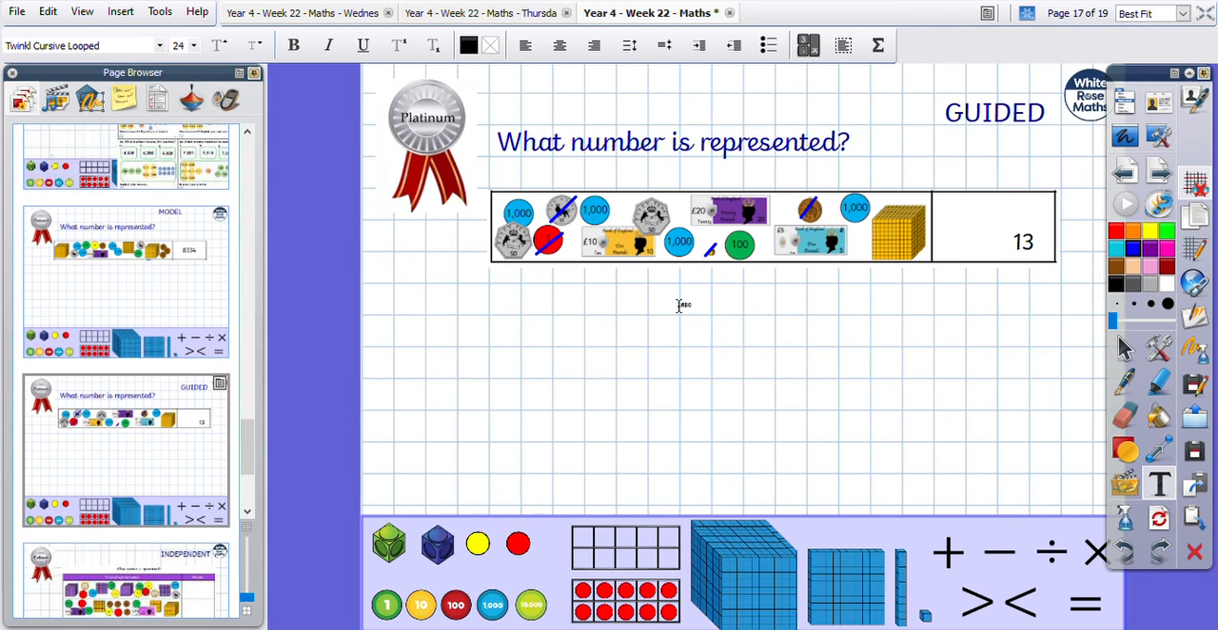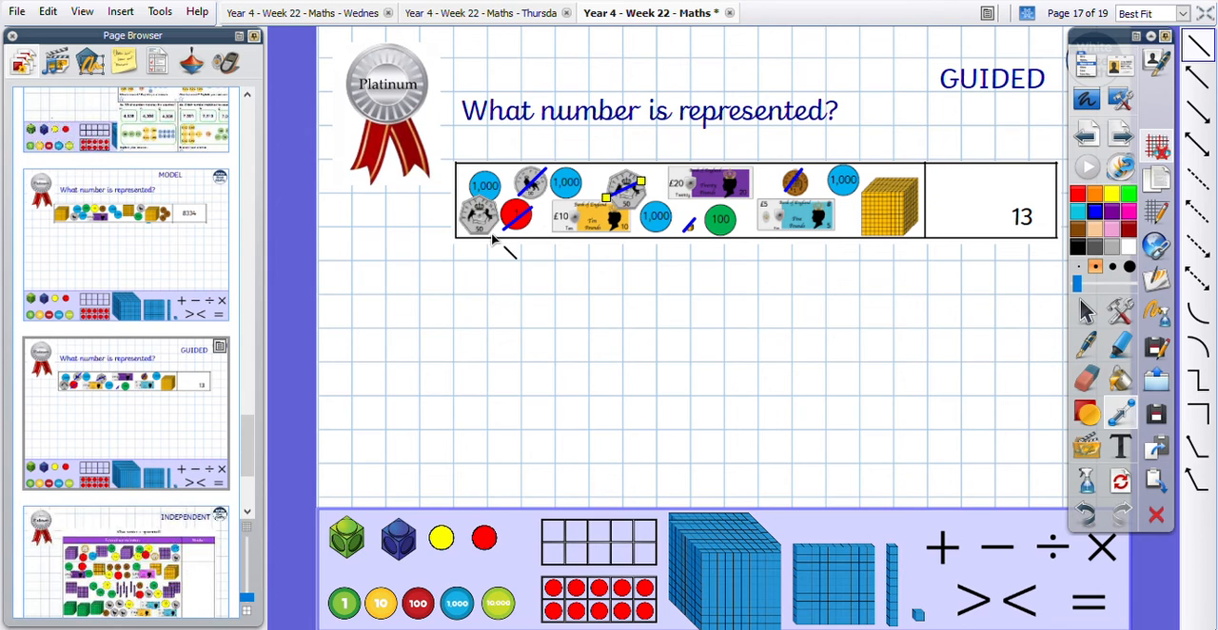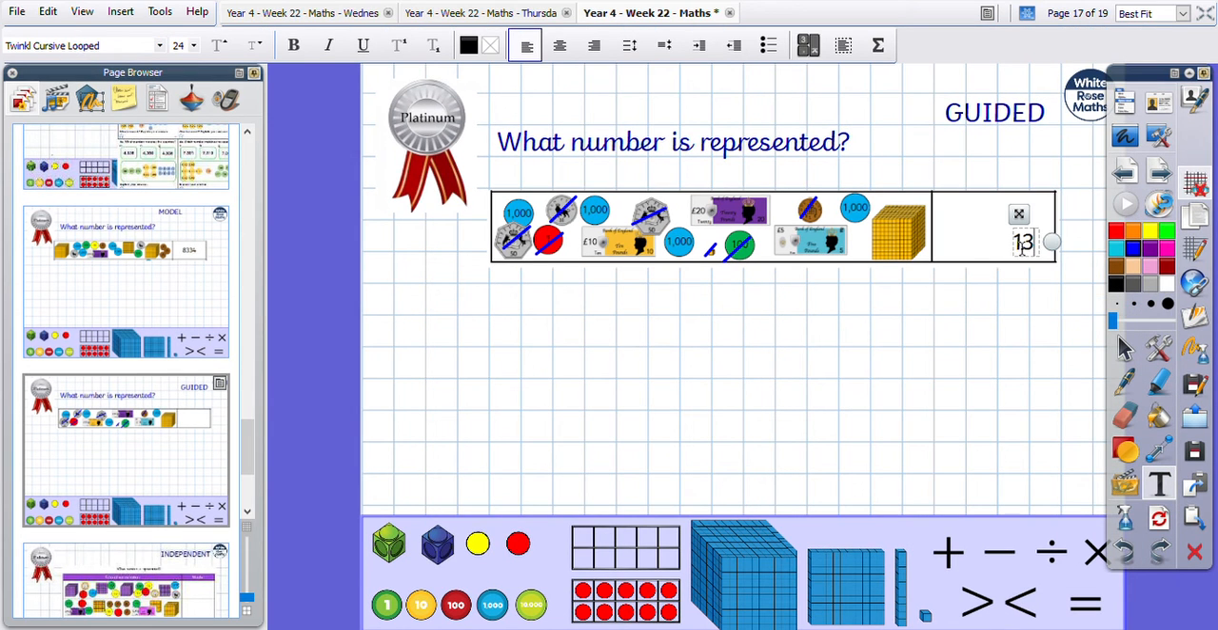Okay, how many hundreds have we got? We've got 1 because we've got 2 50s. 2. And that is it. So now how many thousands have we got? We've got 1, 2, 3, 4, 5, 6, 7, 8.